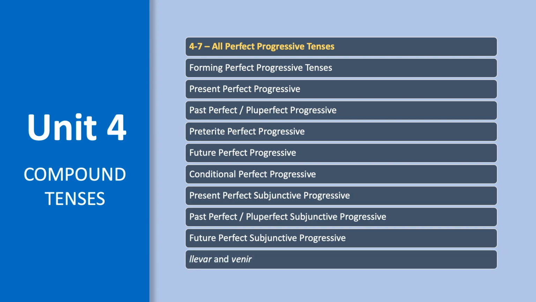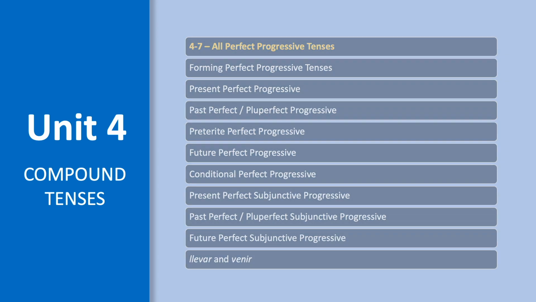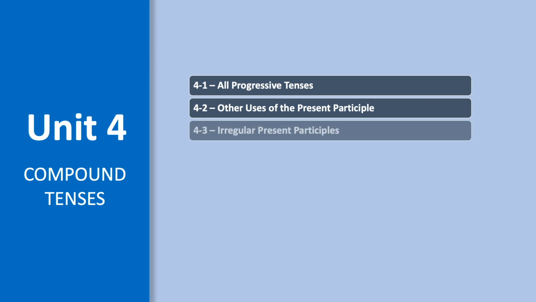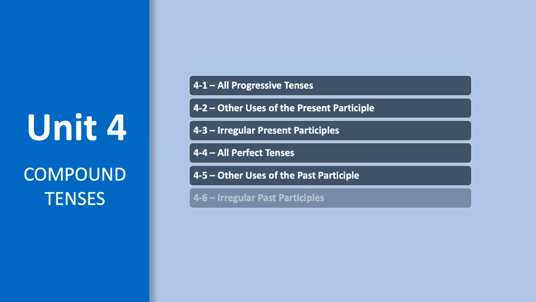The verbs llevar and venir can also be used in a manner similar to the perfect progressive tenses. And that sums up the lessons of Unit 4 for compound tenses.